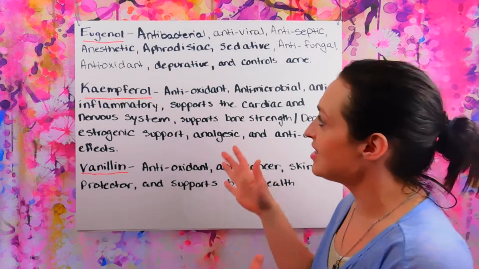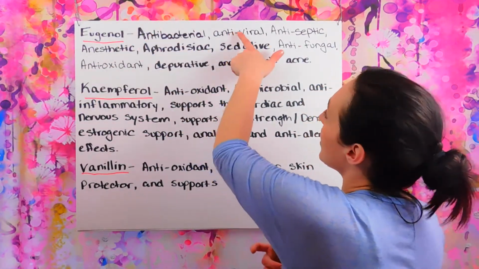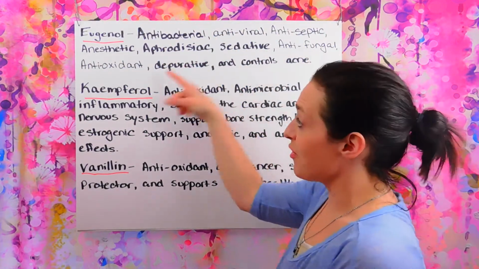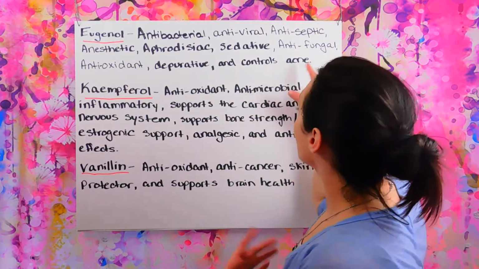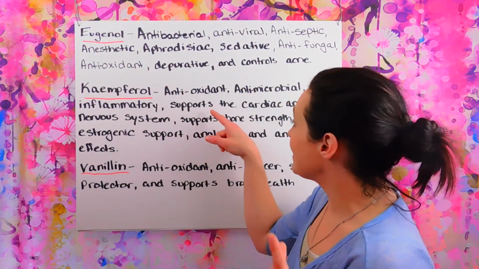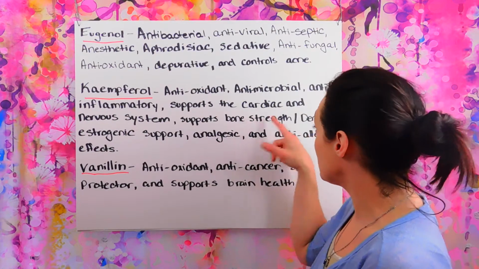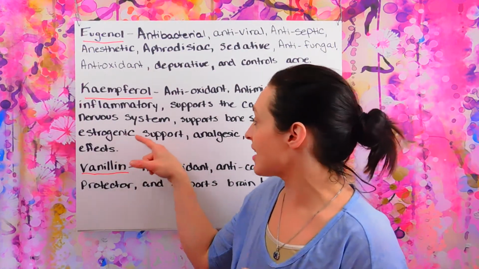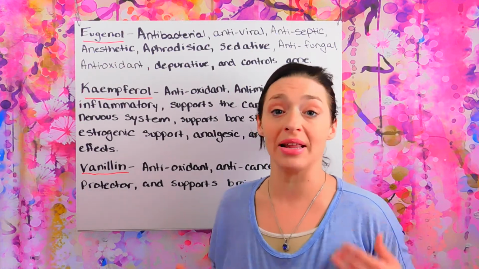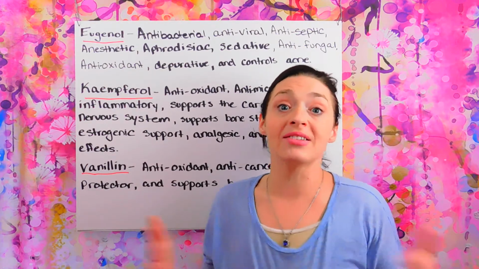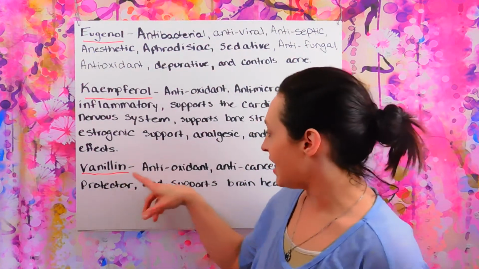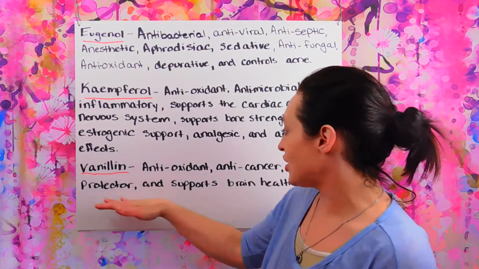So let's look at 3 of the constituents. Eugenol: antibacterial, antiviral, antiseptic, anesthetic. It's an aphrodisiac, a sedative, antifungal, antioxidant, depurative, and controls acne. Kaempferol: antioxidant, antimicrobial, and anti-inflammatory. It supports the cardiac and the nervous system. It supports bone strength and density. Estrogenic support, so it supports natural hormone balance, or estrogen balance, inside of the female body and male body, because both males and females produce estrogen. Analgesic and anti-allergic effects. Vanillin: it's antioxidant, anti-cancer, skin protector, and supports brain health.